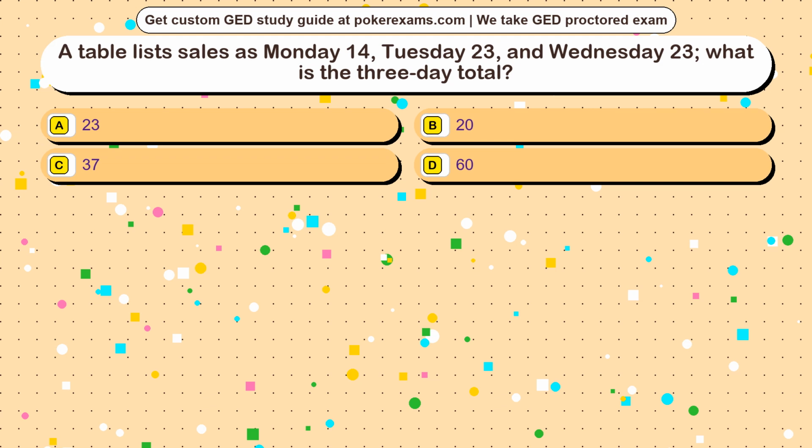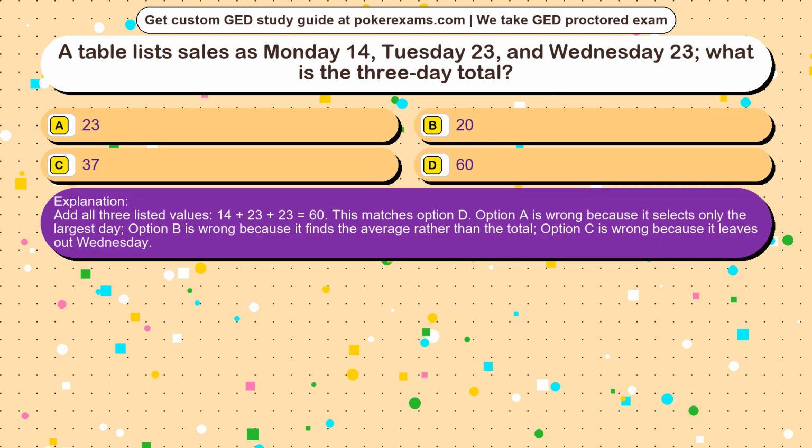The correct answer is option D. Add all 3 listed values. 14 plus 23 plus 23 equals 60. This matches option D. Option A is wrong because it selects only the largest day. Option B is wrong because it finds the average rather than the total. Option C is wrong because it leaves out Wednesday.